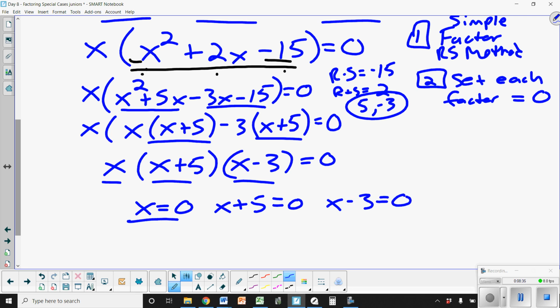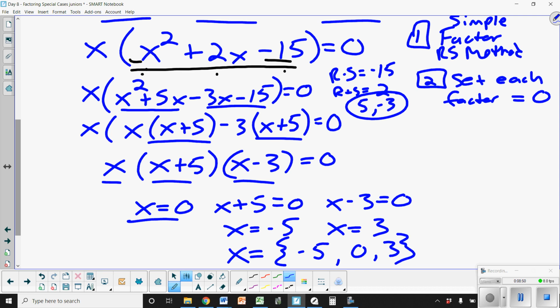So this one's already solved for. x will equal -5 as well, and x will equal +3. So we have three factors here. x equals, let's do the smallest to largest again, -5, 0, 3. So any one of those.